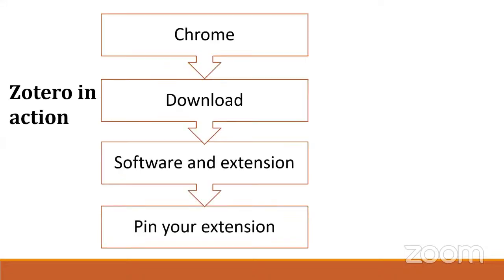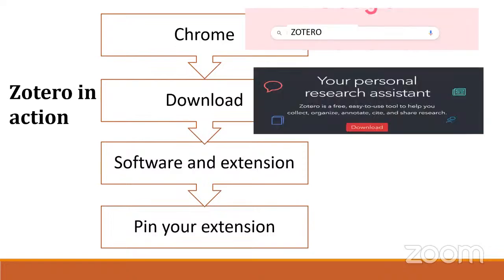So let's see Zotero in action. I will be doing hands-on. You can see the demo. I just thought I will show the overview of it. So once you go to Chrome, you can type Zotero. Once you type Zotero, this particular view comes up, okay? So you can see the download. You can click on download.